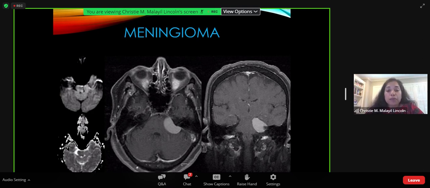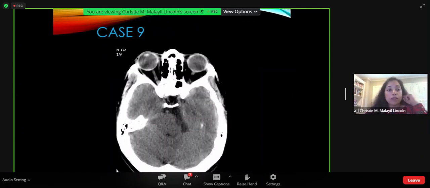So meningiomas are also commonly seen in the CP angle, and they arise from the arachnoid cap cells of the posterior fossa dura. They are eccentric to the internal auditory canal, so they do not go into the internal auditory canal, unlike our schwannomas. So typically, meningiomas are gray matter iso-intense on CT and MRI. They can restrict on diffusion because they are highly cellular, and they enhance homogeneously, and they may have calcifications.